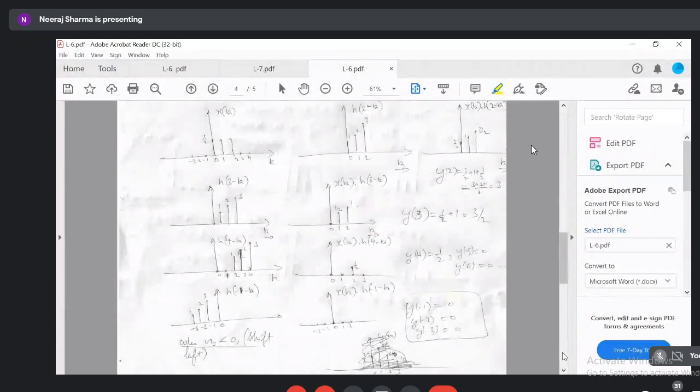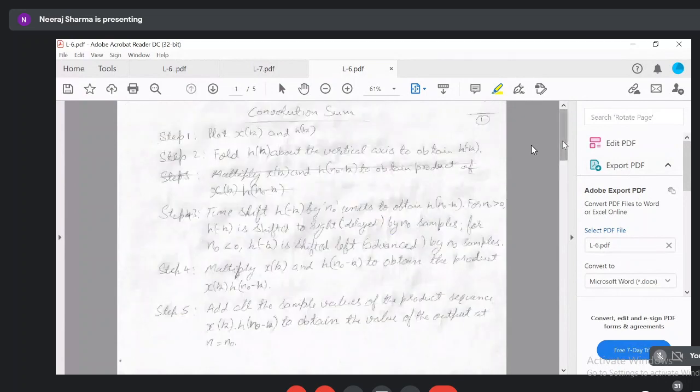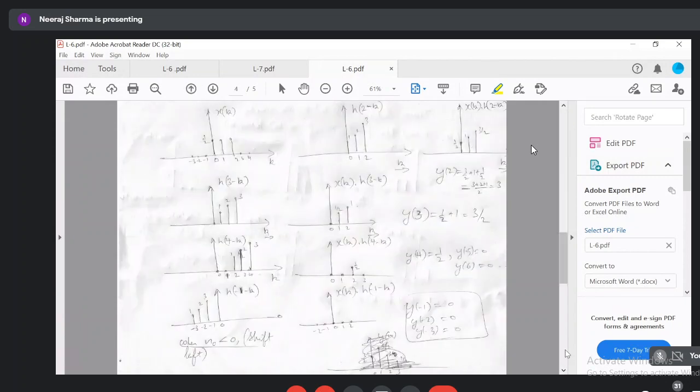Right, so we have obtained y0 and y1. Next, we have shifted h minus k by 2 units, because n naught can be any value. In step number 3 we said to time shift h minus k by n naught units. Now n naught can be anything. It can be greater than 0, going up to plus infinity, or lesser than 0, going down to minus infinity. So n naught can be any value, and that's why we keep taking different values of n naught.